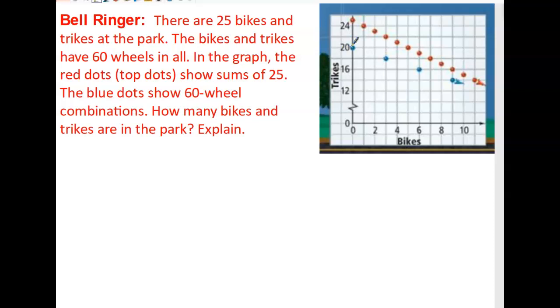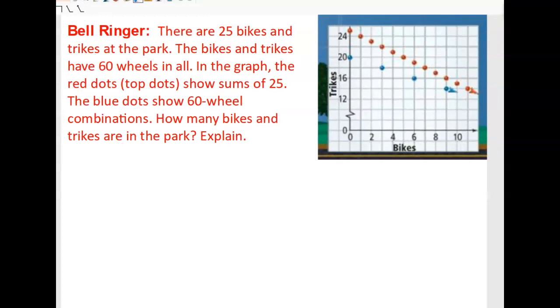The blue dots show the possible opportunity to be a bike or a trike with 60 wheels. How many bikes and trikes are in the park? At the moment, we don't see a point of intersection. So what we would need to do is extend both of these lines further to see where they intersect.